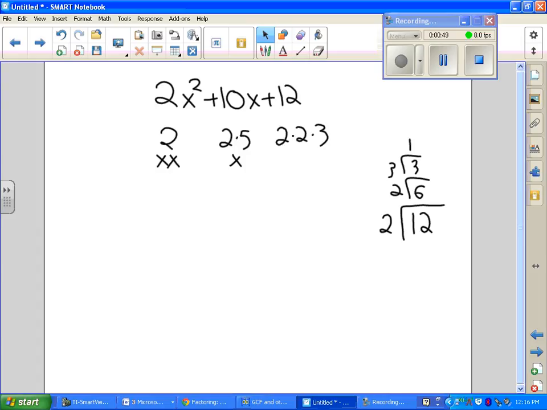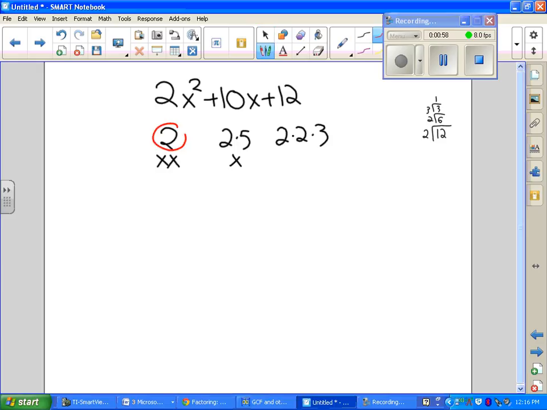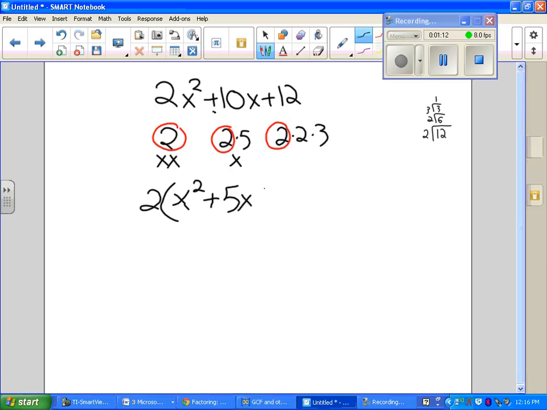So once you have that, let's make this a little smaller. Tuck it over there. What do they have in common? This one just has a 2 in common. All right, so my 2 is going to be my greatest common factor, and everything else will be on the inside of the parentheses. I have an x squared left over, a plus, a 5x, a plus, and a 6.